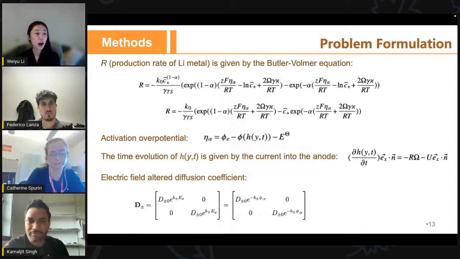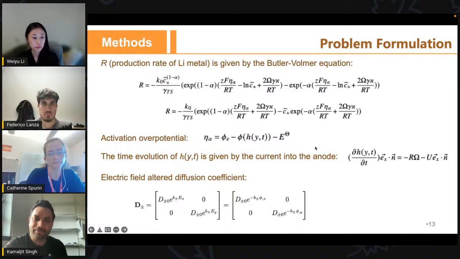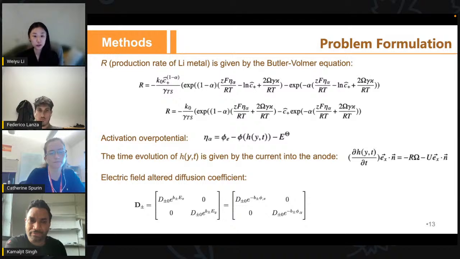And here, R is the production rate of lithium metal I just mentioned, given by the Butler-Volmer equation. And eta is the activation overpotential, taken as the difference between the applied electric potential, the electric potential in the electrolyte, and the standard electric potential. The time evolution of H, the surface height of the electrode, is given by the current into the anode. And also here, we consider the effect of electric field altered diffusion coefficients in the electrolyte.